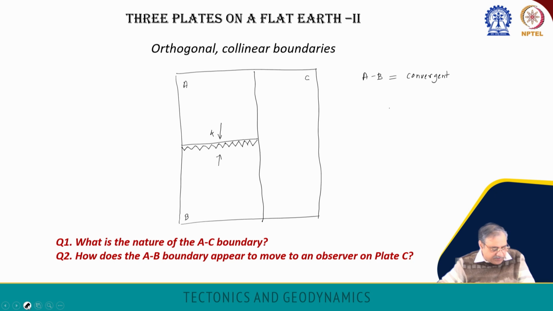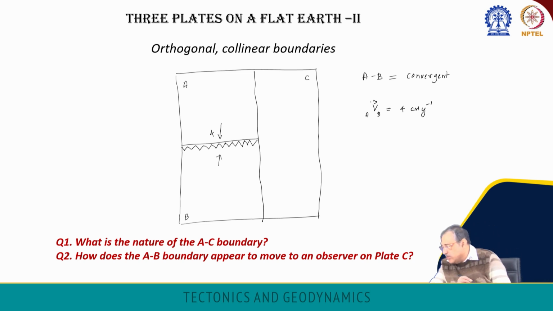So we'll just get back to this. The relative velocity of, say, B with respect to A, this relative velocity, let us say this is equal to 4 centimeters per year. I find it nicer to write it this way. So you can just think of this being the system between the two.